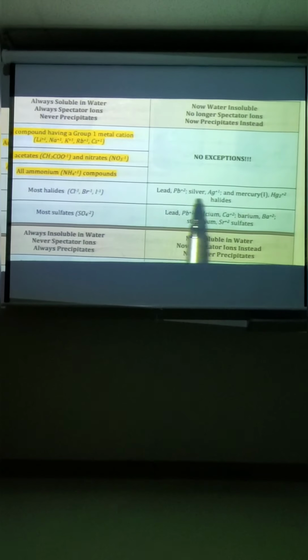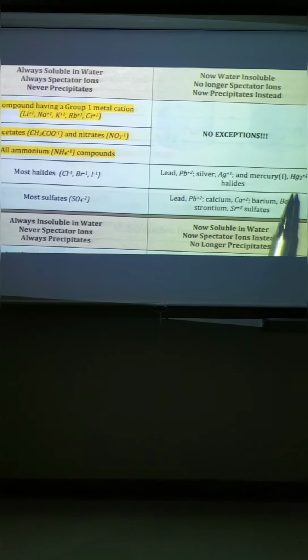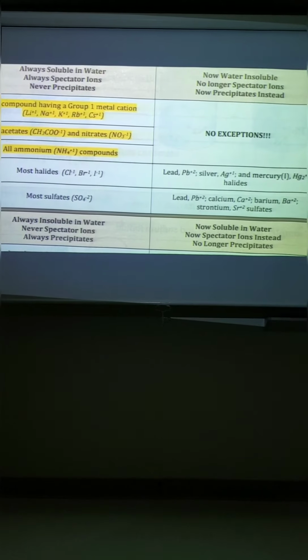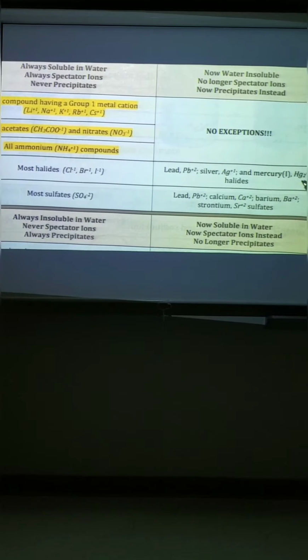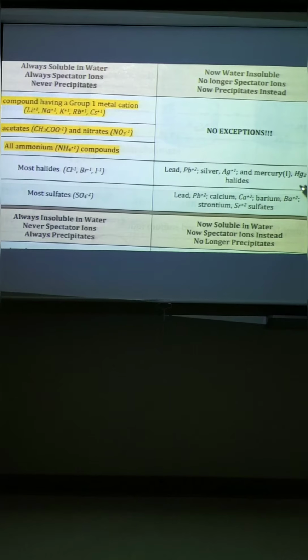So for halogens, we really only watch out for 3 metals. If they aren't there, we're fine. They're going to be soluble, they're going to be spectators, they're going to never precipitate. But if those 3 metals are present with them, maybe in a separate beaker when they're mixed together, then you're going to see that color change.